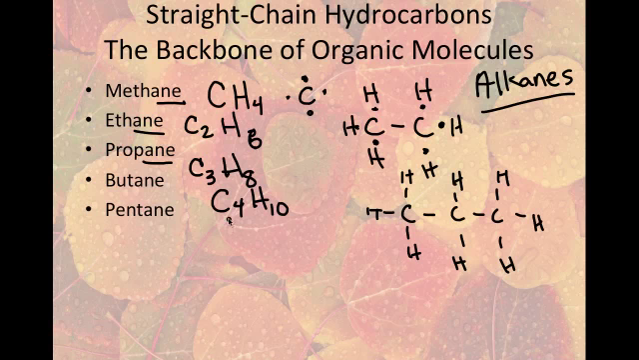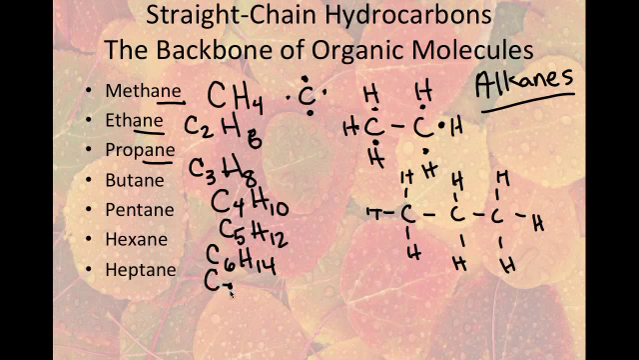Pentane is for the 5-carbon chain, C5H12, and then hexane is C6H14. Heptane is C7H16, and then octane C8H18, and on we would go, nonane and decane and so on.